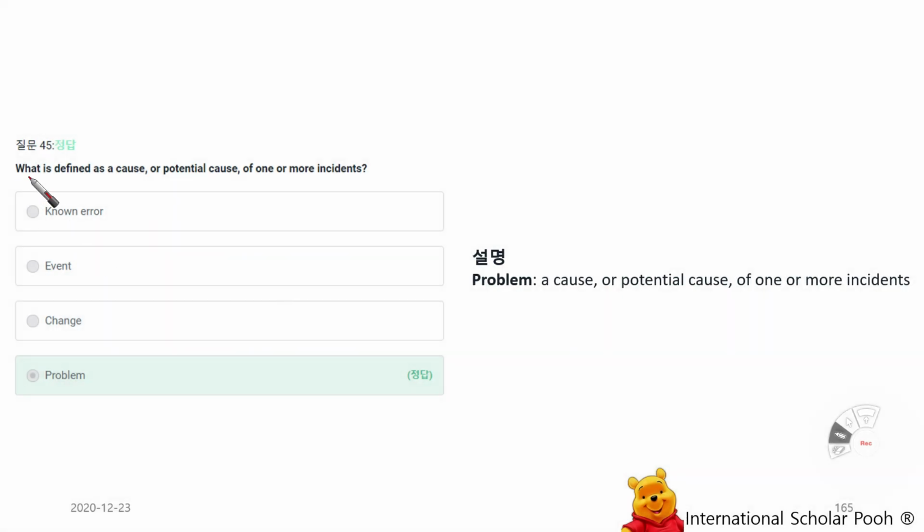What is defined as the cause or potential cause of one or more incidents? Problem: a cause or potential cause of one or more incidents.